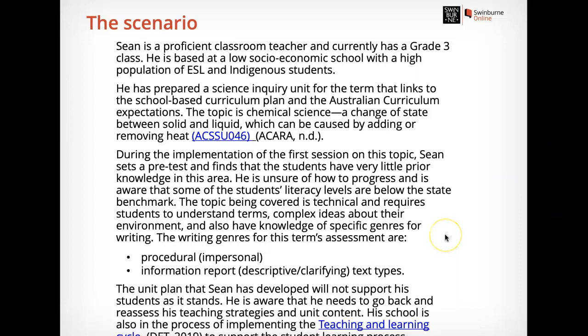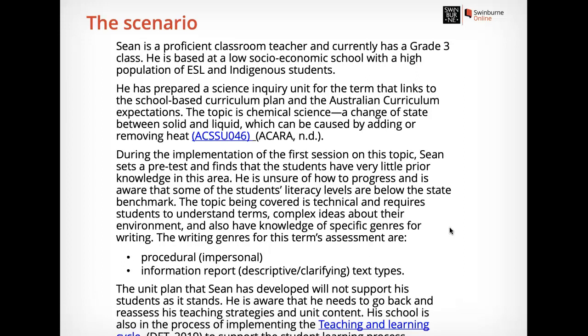We have a scenario, which I'm not going to read all of this to you right now. You'll have a read yourself from the assessment details. But basically we have Sean, he's leading his team of grade 3 teachers and they're based at this particular school. It's a low socioeconomic background school. It's got high ESL and Indigenous students. So that's something to bear in mind for both this assessment and the next one.